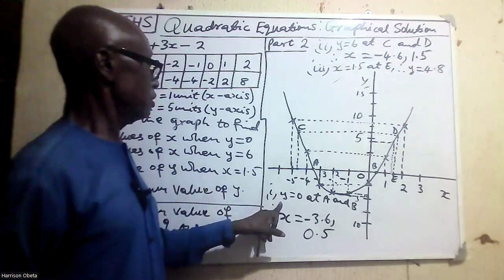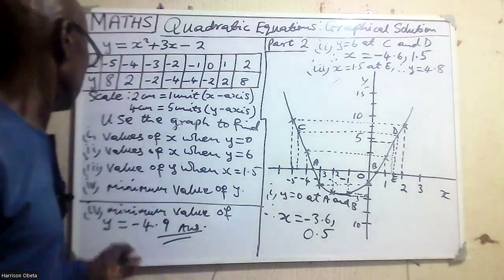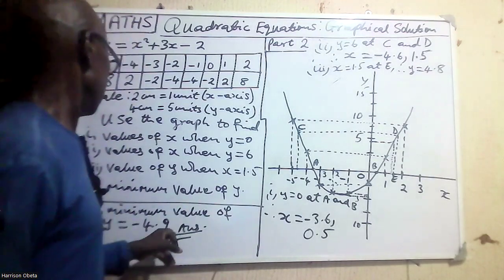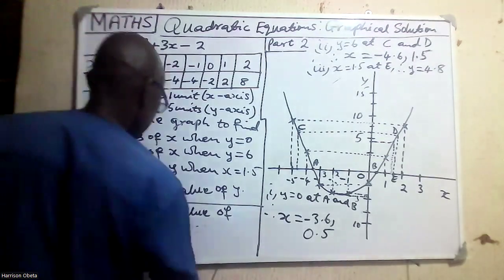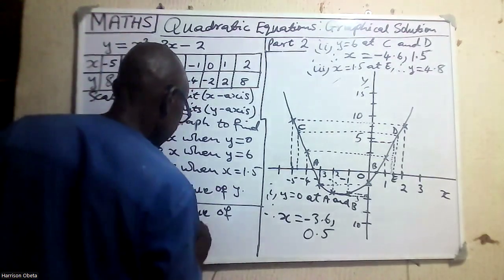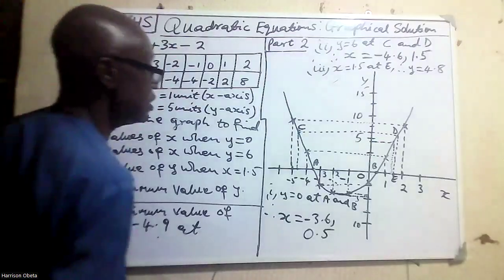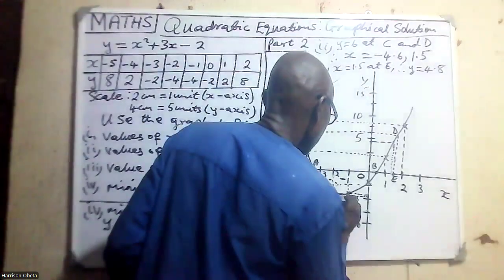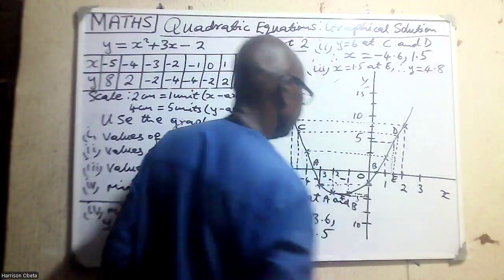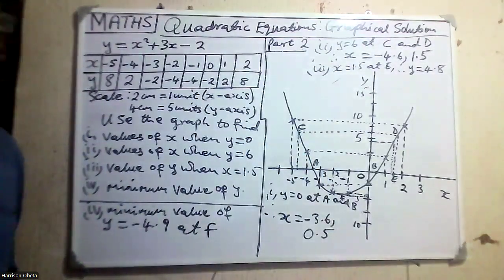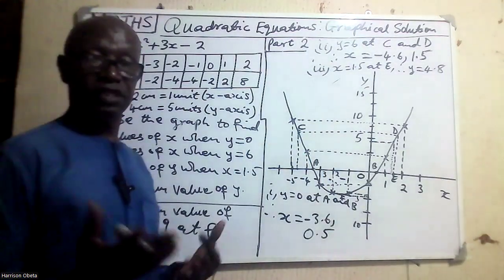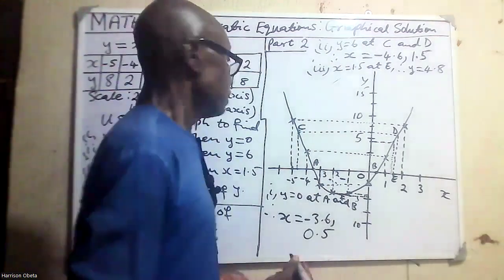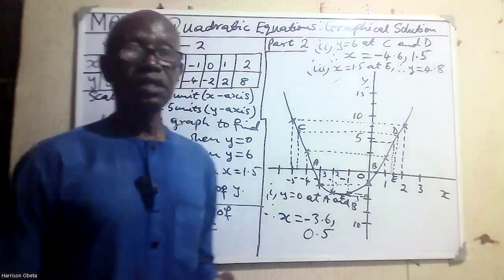We started from here and I showed you, so minimum value of y equal to minus 4.9. You can put it at the last thing we had, EF, at F. So you can put your F here to show that that is the last answer you have. So this is how to answer the questions, and then that's the end of the graph.